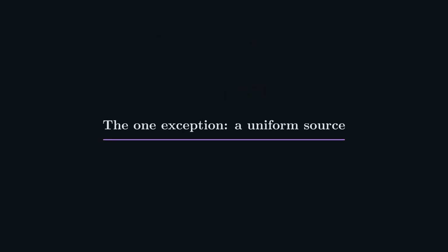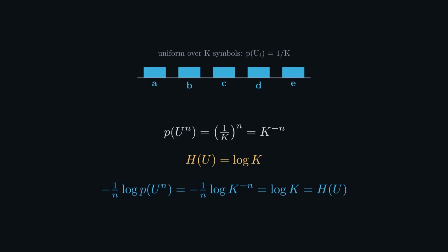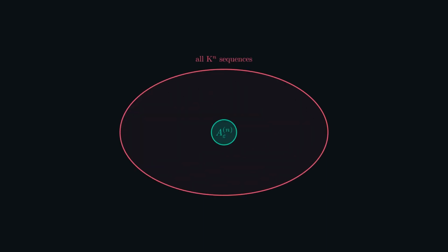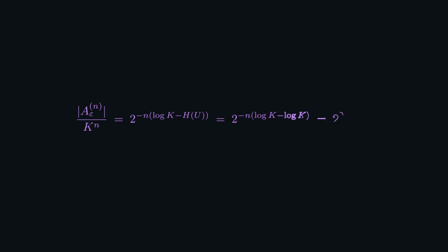There is one notable exception to all that we have talked about. For a uniform distribution over k symbols, each sequence has the same probability of 1 over k to the power n, and the entropy of the distribution is log k. Taking the average information per symbol will always give log k, meaning that every sequence is in the typical set, and the probability of a sequence being in the typical set is 1. This can be seen by plugging in the entropy as log k, and seeing that the ratio of the cardinality of the typical set to the set of all sequences is 1.